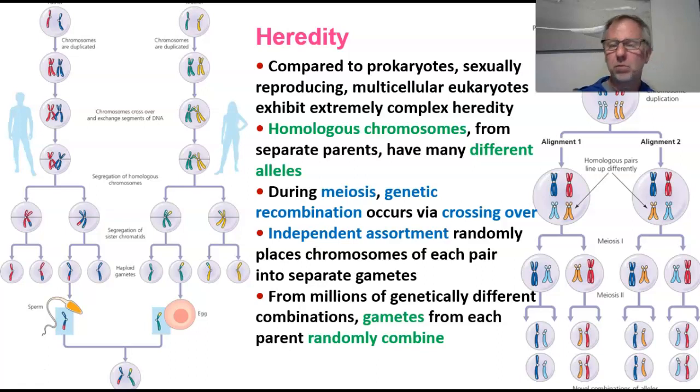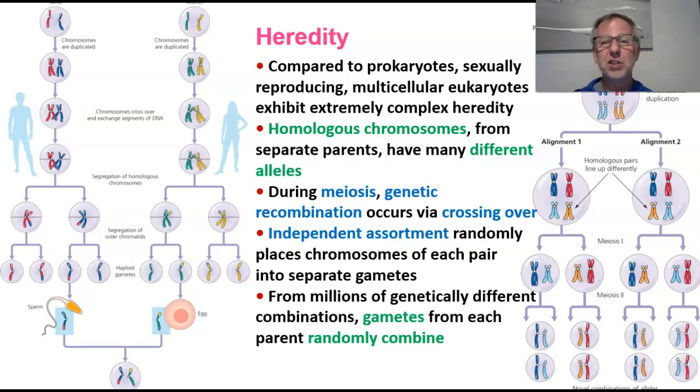Now, meiosis is necessary for sexual reproduction to reduce the number of chromosomes by half, so that each sperm cell or egg cell has one instead of two chromosomes of each type. During meiosis, genetic recombination occurs by crossing over. Remember, that happens during prophase 1 of meiosis 1, where homologs come together, synapse, and swap pieces of their chromatids. That helps mix up combinations of alleles. It does not make new alleles; it makes new combinations of alleles along chromosomes.